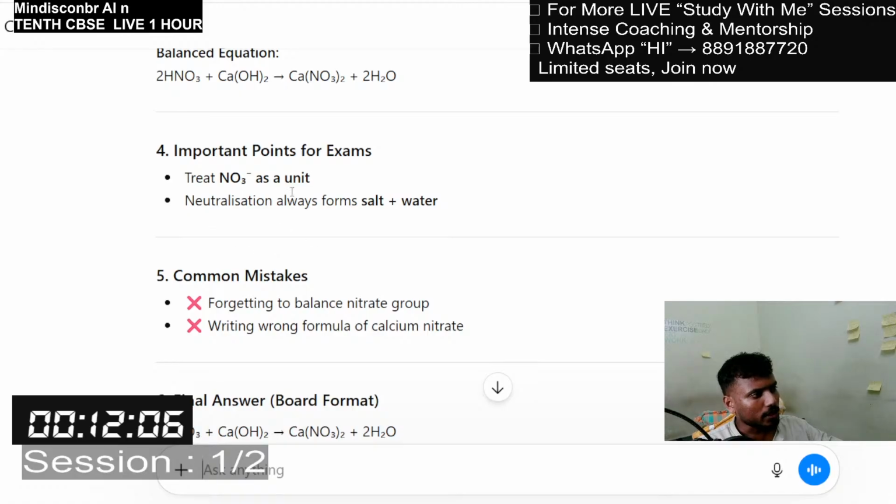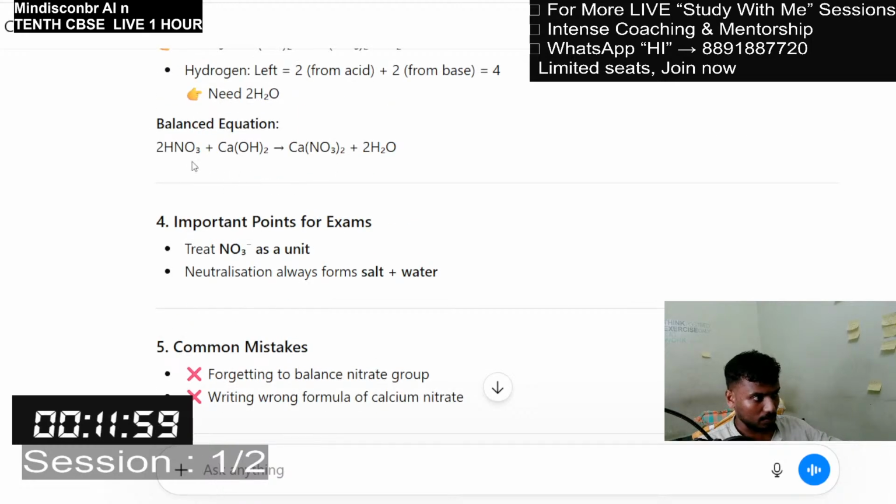Important points for exam: treat NO3 minus as a unit. Neutralization always forms salt and water. Since this is an example of a neutralization reaction, what are neutralization reactions? Those reactions in which acid combines with the base to form salt and water. Here look, HNO3 is an acid, calcium hydroxide is a base. So acid combines with the base to form the corresponding salt, and water is also formed. So acid combines with the base to form salt plus water.